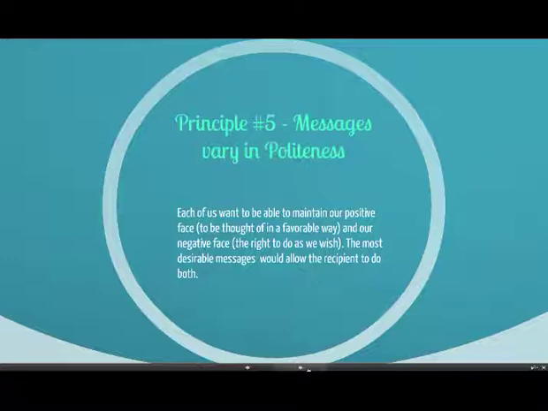So positive face, people think kindly of me. Negative face, I can do what I want, and it doesn't matter if people think kindly of me or not. I'm still able to do this. Directness is usually less polite, but sometimes we do have to be direct with people. Indirect messages don't always work, but our goal would be to always be polite. It is a desirable trait that messages should have, and even in different cultures, we deliver polite messages.